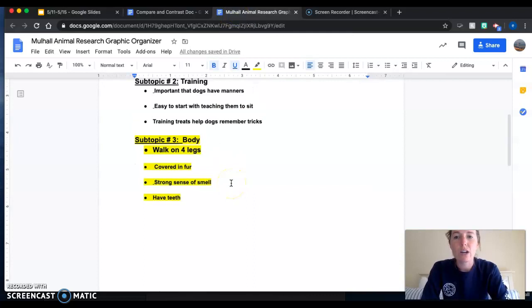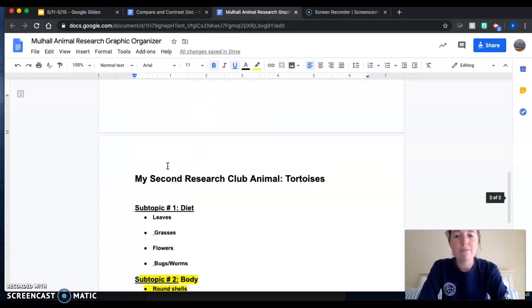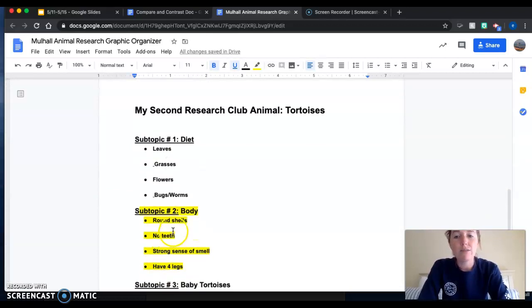So, dogs walk on four legs and have a strong sense of smell. We know that that's what they have in common with tortoises. Now, dogs are covered in fur and they have teeth, and tortoises have shells and have no teeth.